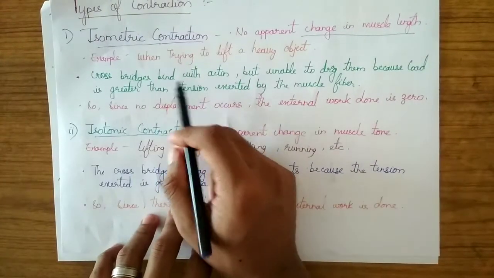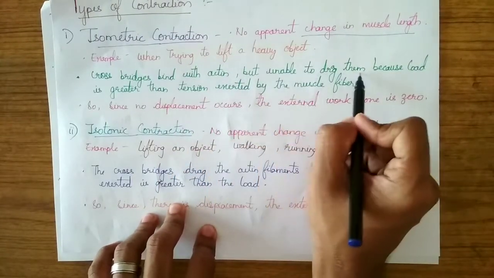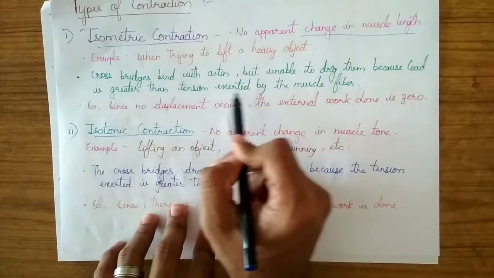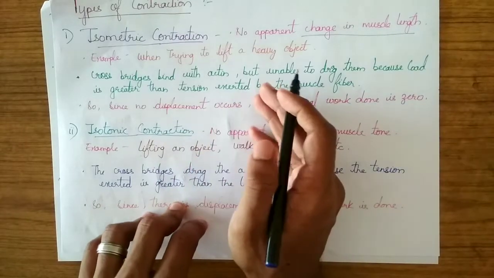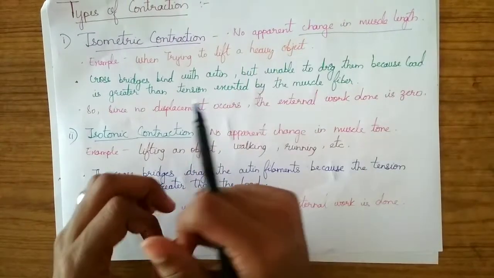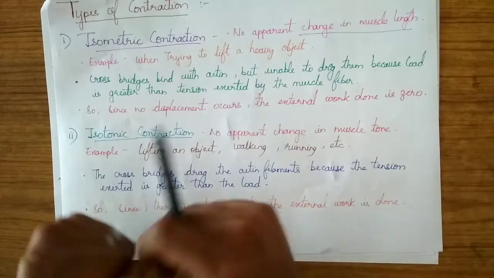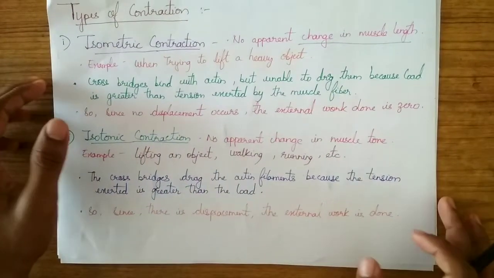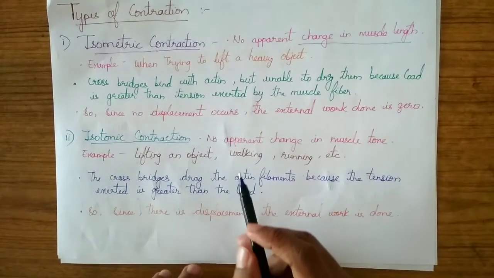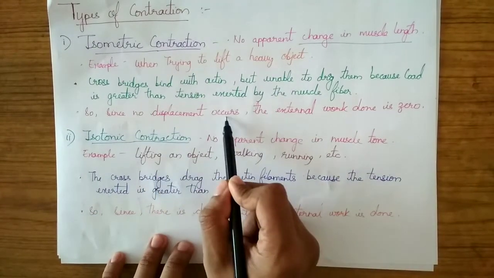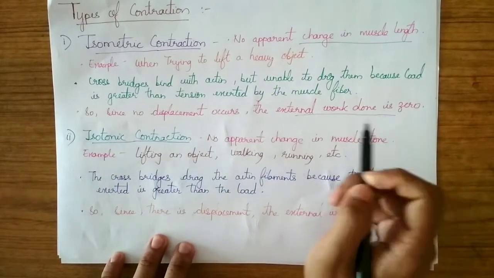The cross bridges bind with the actin but are unable to drag them because the load is greater than the tension. The load or heavy object is greater than the tension applied by the muscle. So therefore you cannot do external work in this case. Since no displacement occurs, there is no external work.